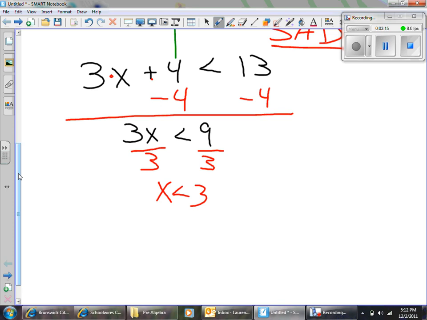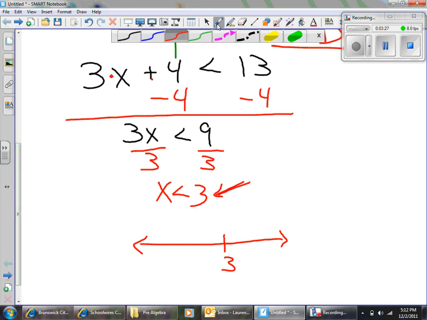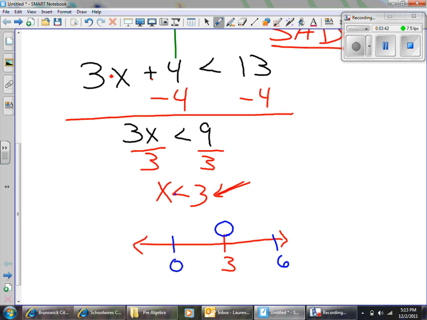So to show our solution, we make a number line. And on our number line, we have to show this number right here. We have to show the 3. It's very important. If you'd like to show a couple other numbers, you go right ahead. You could show, say, 0, maybe 6. Show a number on each side. That's fine. I'm going to put an open circle here at the 3. Why am I going to put an open circle? Because this was only a less than. If I had said the word equals, I would color that circle in. I didn't say the word equals, so I'm not going to put it in.